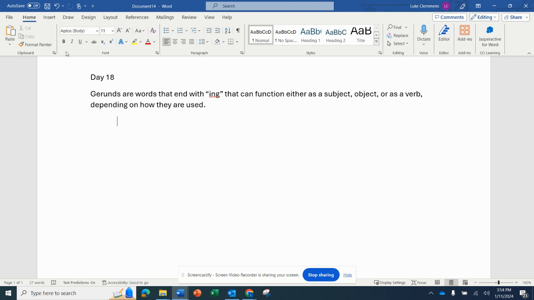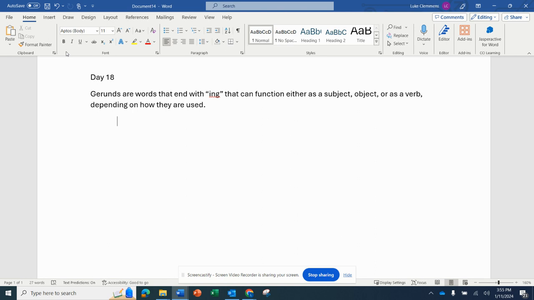Words rarely fall into these very specific categories that they don't deviate from. Instead, words can fall into all sorts of different categories depending on how they're used. A word can function as a subject, an object. It can sometimes function as a verb. Sometimes it can be an adjective, depending on how it's used.